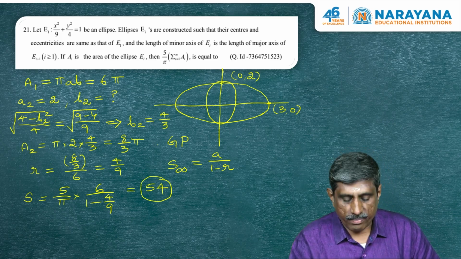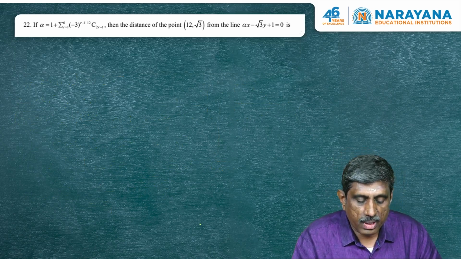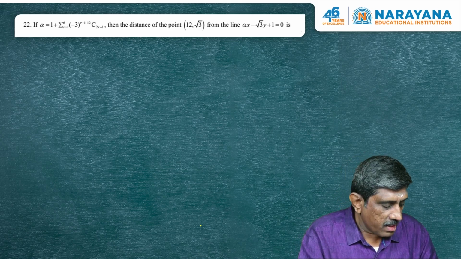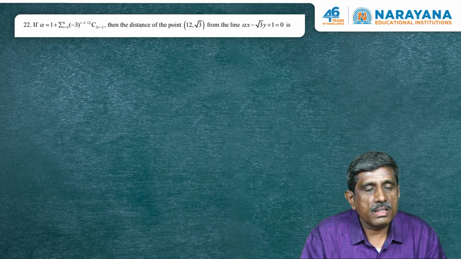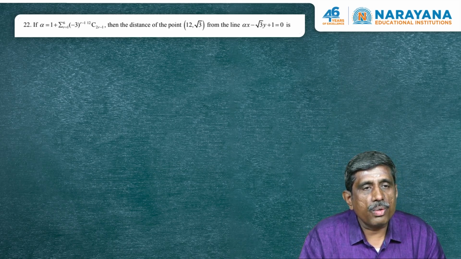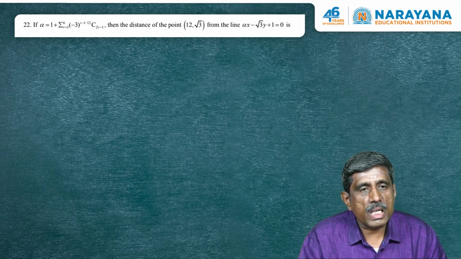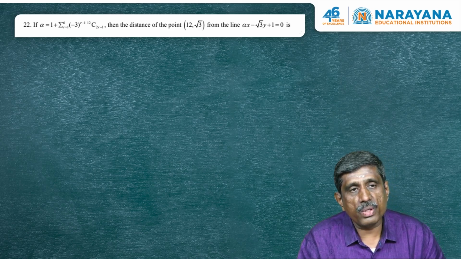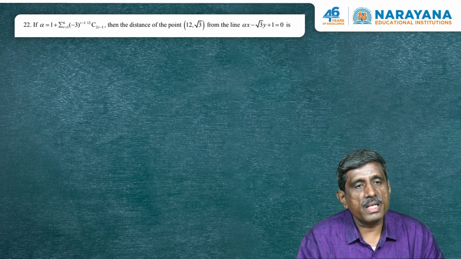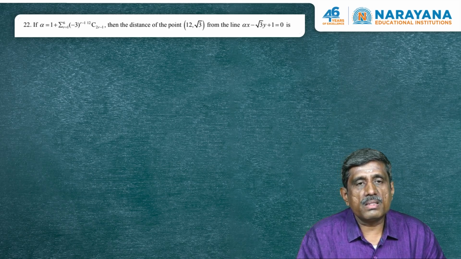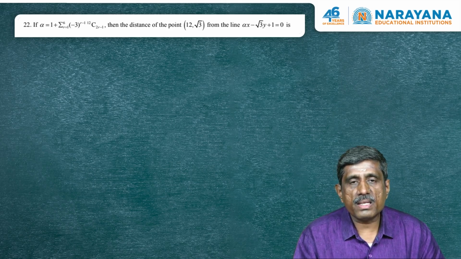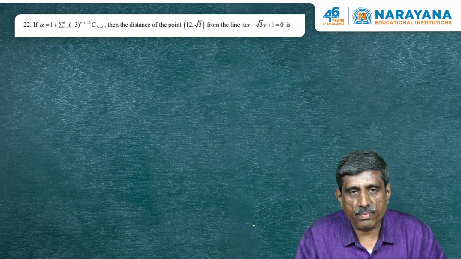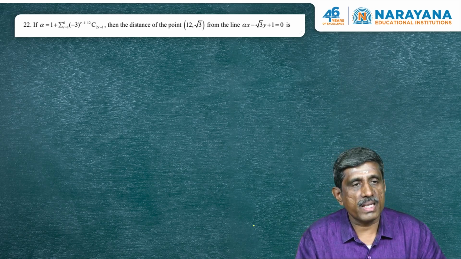That was question number 21. Let us move on to question number 22. Alpha is equal to 1 plus sigma, R is equal to 1 to 6, of minus 3 whole to the power of R minus 1 into 12C 2R minus 1. Carefully observe, the suffix and the powers are not equal, you should be careful. Then the distance from the point 12 comma root 3 to the line alpha x minus root 3y plus 1 is equal to 0. We have to find alpha from the given expression.